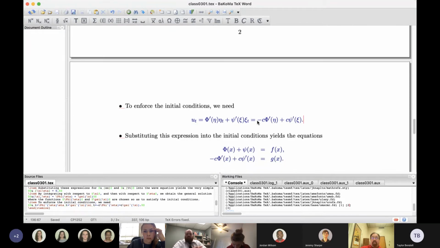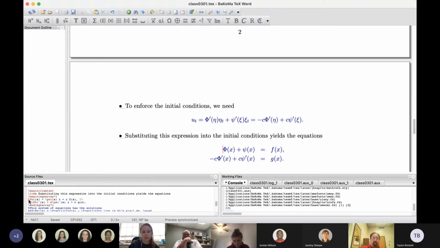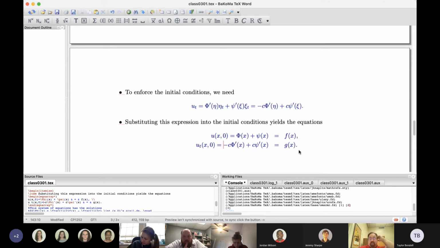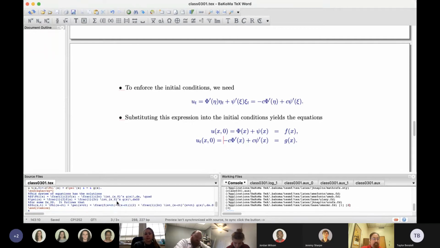Now here, if after differentiating with respect to t, I substitute t equals 0, then eta and xc both become x. That's what we have down here. So really, what we have for this system of equations, this is u of x0 is equal to all that, and here we have ut of x0 is equal to all this. And these must be equal to f and g, respectively. So now I have this system of equations to solve.